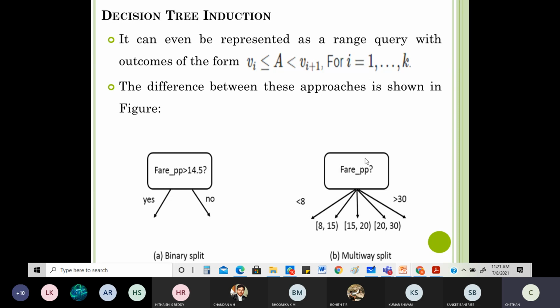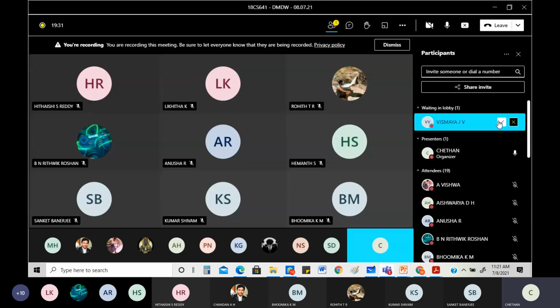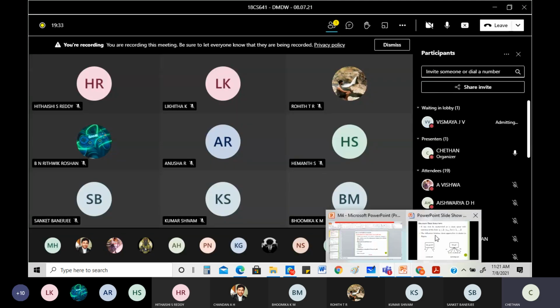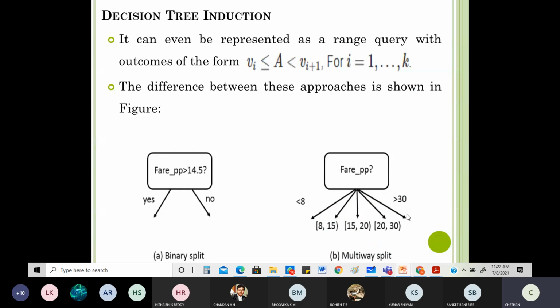What do you call a 5-way split in a general way? Multi-way split. Okay, what do you think when you go for a fair price of 14.5? Anything more than 14.5? If yes, good. If no, then you put it in another place. It's a binary split. These are continuous values. They have a larger number of values, but you could always put them in the form of a condition or a range query. Range query with outcomes. That is what they are talking about now. Very important for you to figure out all these things.